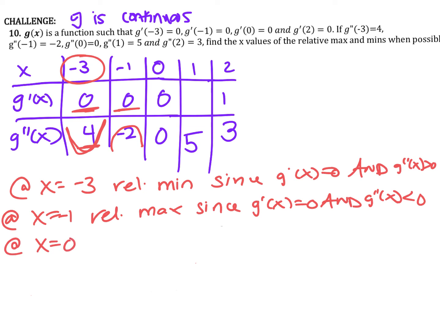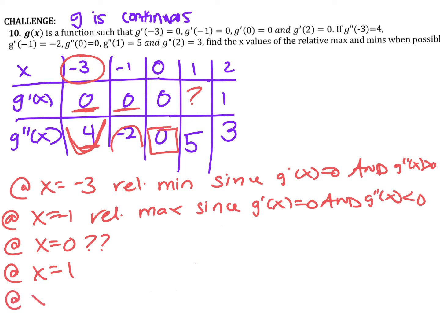At x equals 0, we don't know what's happening based on the second derivative test. We can't use the second derivative test here because the second derivative is 0. So we're not really sure what's happening there. There could be an extrema there. We just don't know. We can't conclude anything in this case. Similarly, at x equals 1, we can't conclude anything because we don't know what's happening with the first derivative at x equals 1. So nothing can be concluded there.